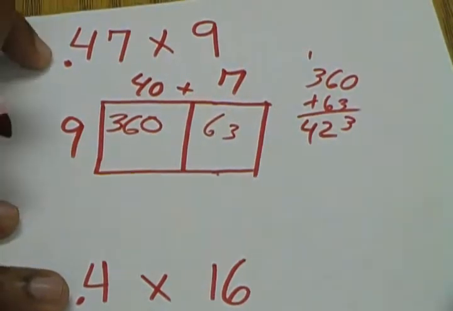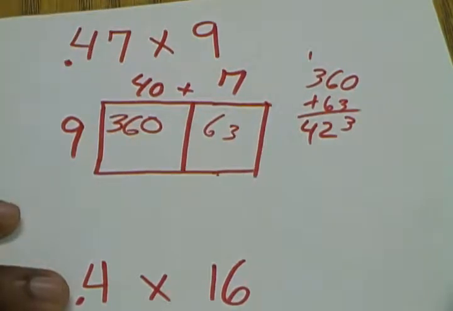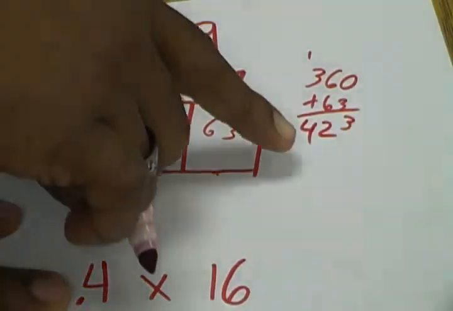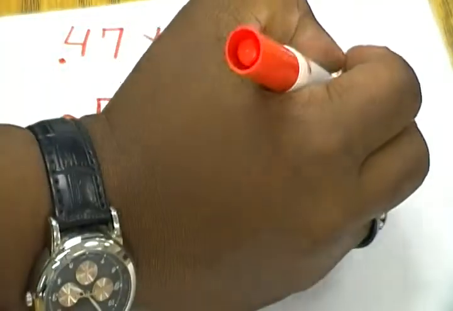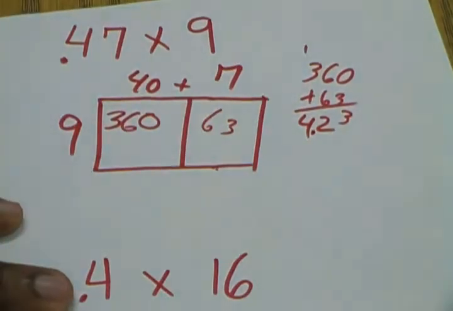Now we're going to come back up to this decimal here. If you look, there are 2 spaces behind our decimal. 2 places. So there's also going to be 2 places in our answer. So we're going to come over and put our decimal right here. So there's 2 places behind our decimal there.